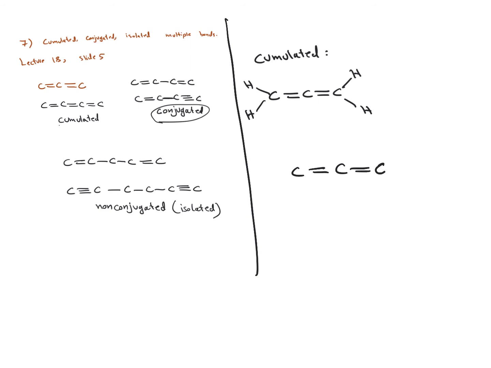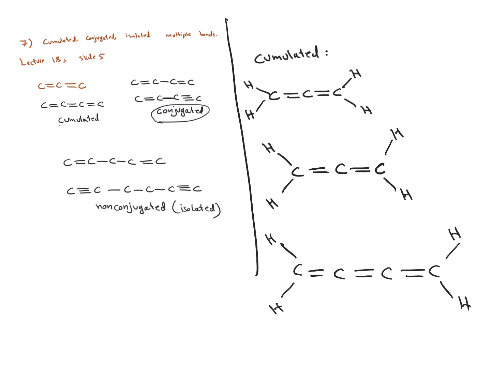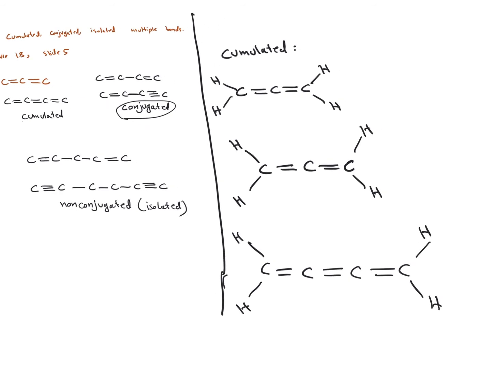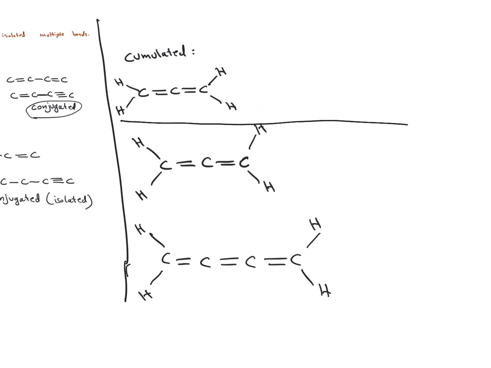Okay, so first, if we want to work on cumulated, these are 3 different structures that I can have, the most straightforward ones, right? So how would I write the name of this? Remember, for the first one, we have 3 carbons and we have double bonds. If we had only 1 double bond and 3 carbons, it would be propene.